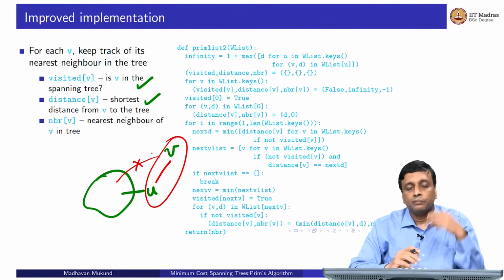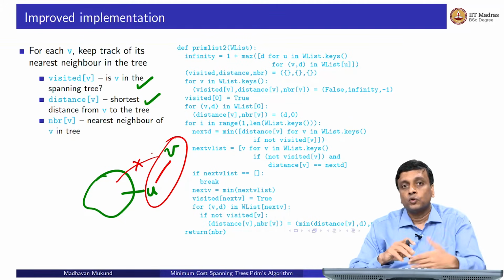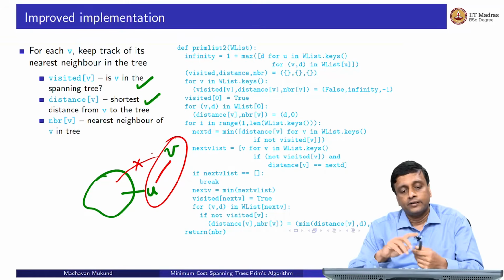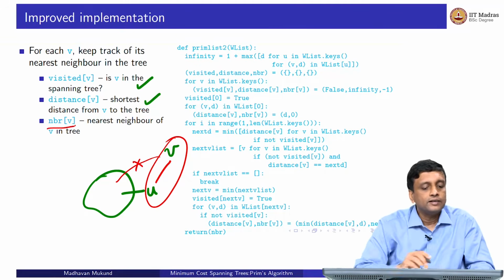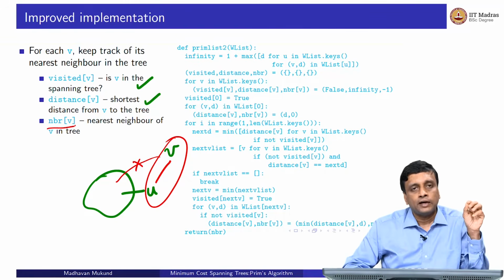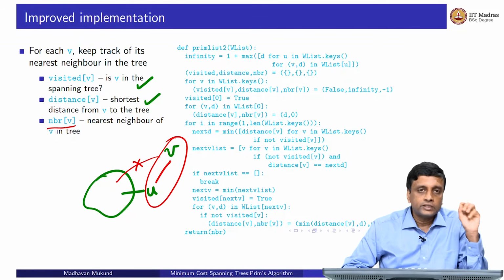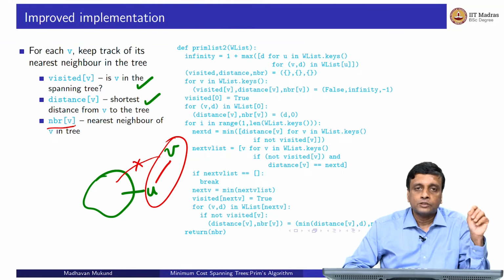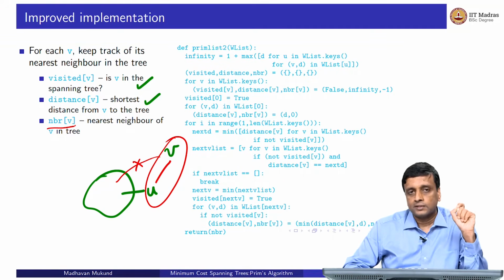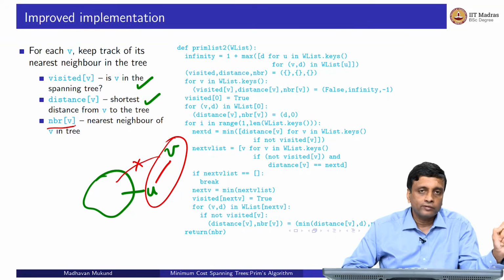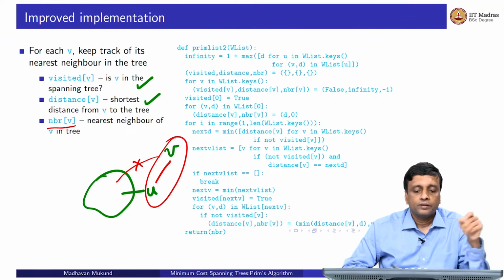So, when I compute the minimum distance, I will also recognize which edge I added. So, I will keep track of this neighbor. Distance v tells me how far away v is from the tree, but neighbor v tells me which vertex in the tree is actually connected at that distance. So, remember that this is not the shortest path distance, this is a direct distance, this is an edge connecting v to the tree. So, where is the other endpoint of the edge? That is at neighbor of v.